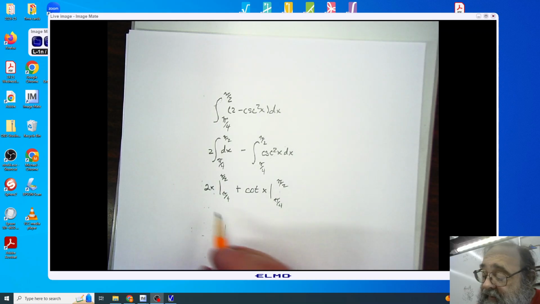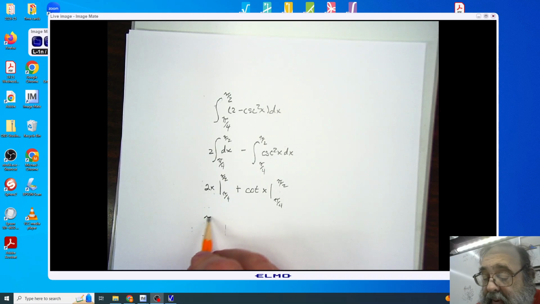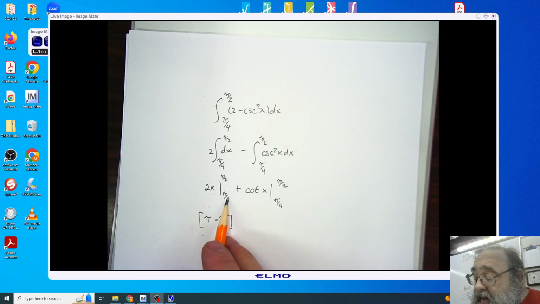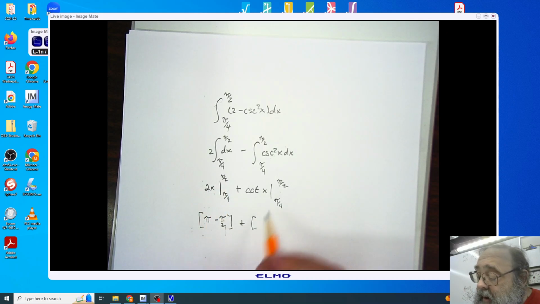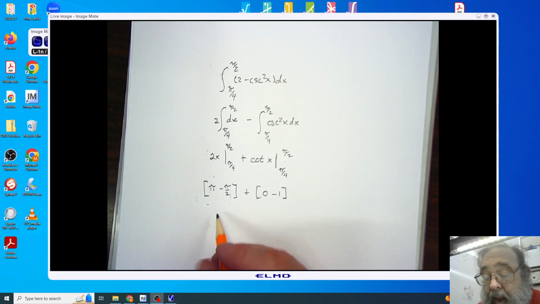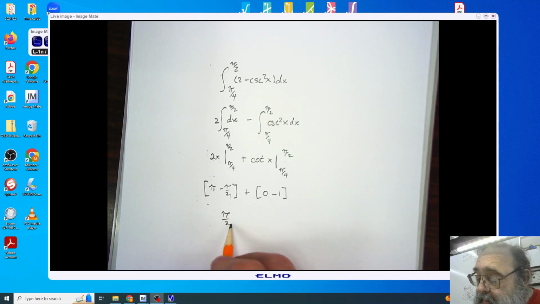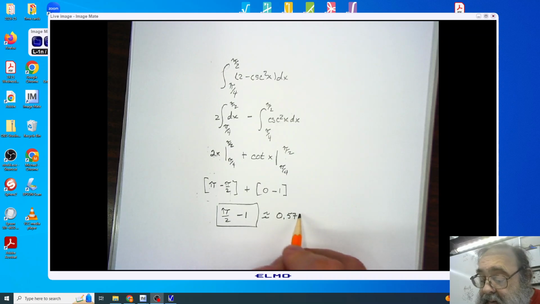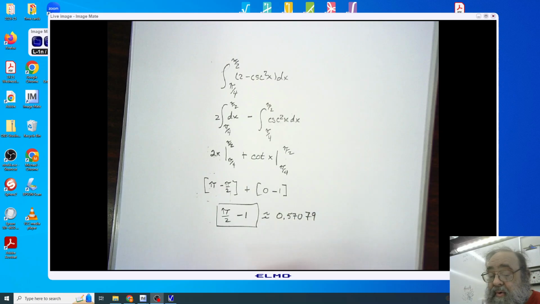And I'm now plugging in my values. When I plug this in, I end up with pi, and I'm subtracting pi over 2. Fundamental theorem of calculus, f of b minus f of a. We're then adding cotangent of pi over 2, which is 0. Cotangent of pi over 4 is 1, so minus 1 for positive... I'm going to get pi over 2 minus 1. And this would be my exact answer. And if you were working with a decimal, 0.57079, and you can truncate or round.